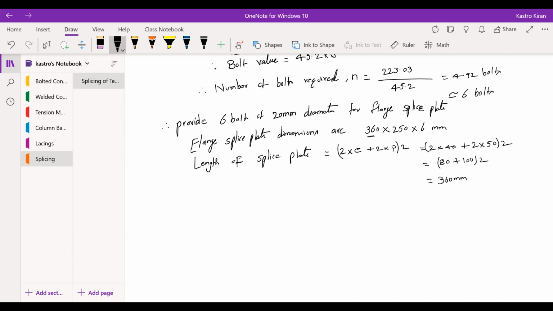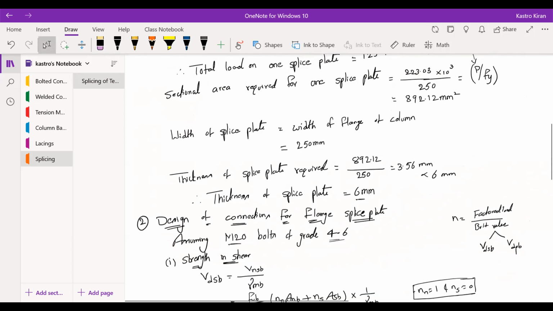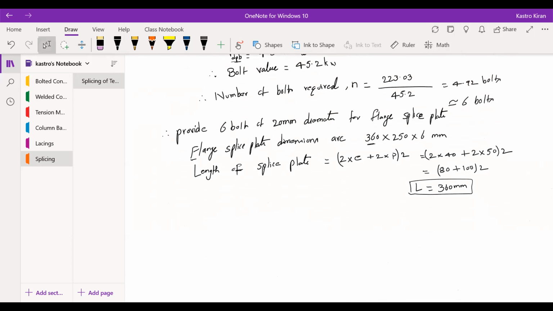Therefore, the length of the splice plate equals 360 mm, and the width of the splice plate is actually the width of the flange of the I section, which is what we have assumed here. So width of splice plate, B, equals 250 mm and the thickness T equals 6 mm. That's how I got it here.